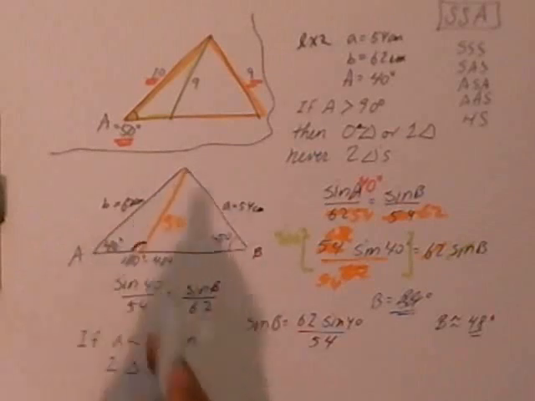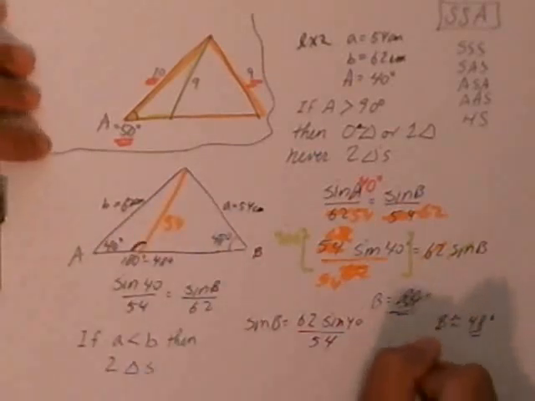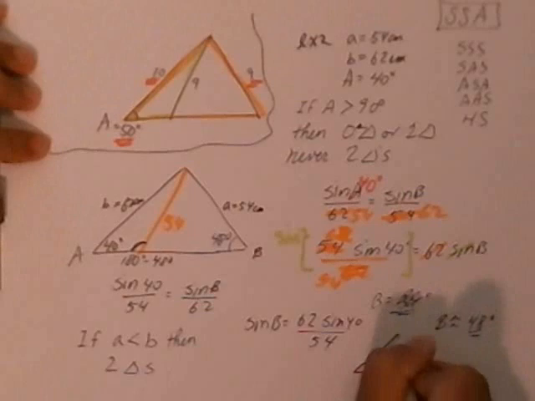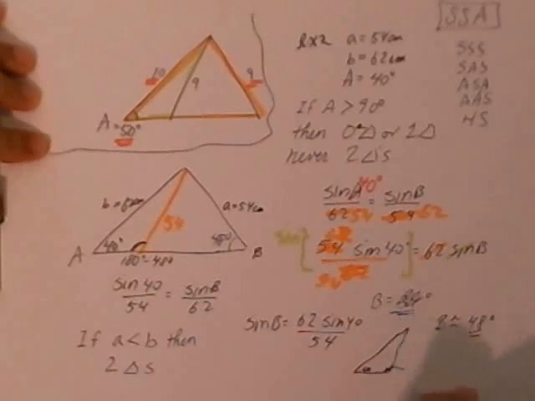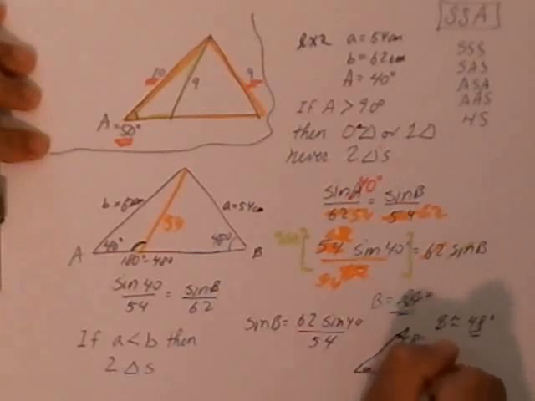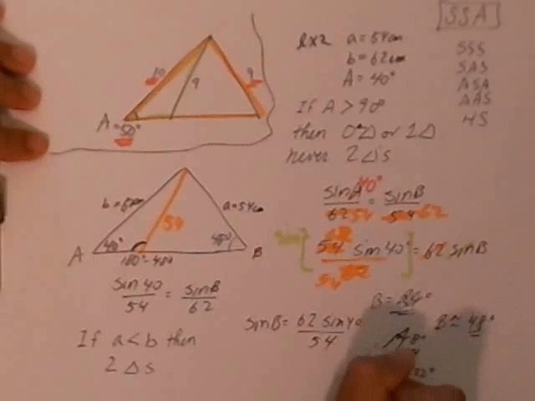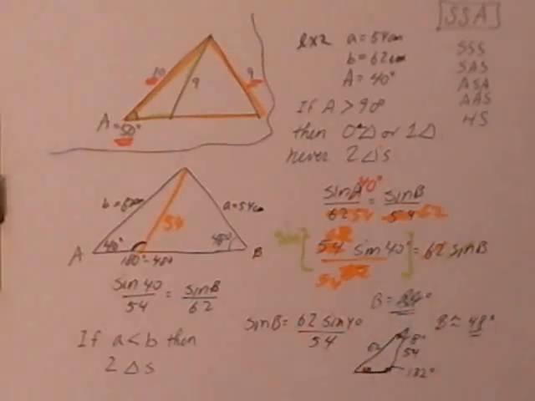Okay, sometimes it's easier to redraw it. That's going to be 40. That's going to be 132. That's going to be 8 degrees then. And then this is going to be 54. It's going to be 62. And then you can find out the third side using the law of sines. Okay? So let's actually do some problems here.